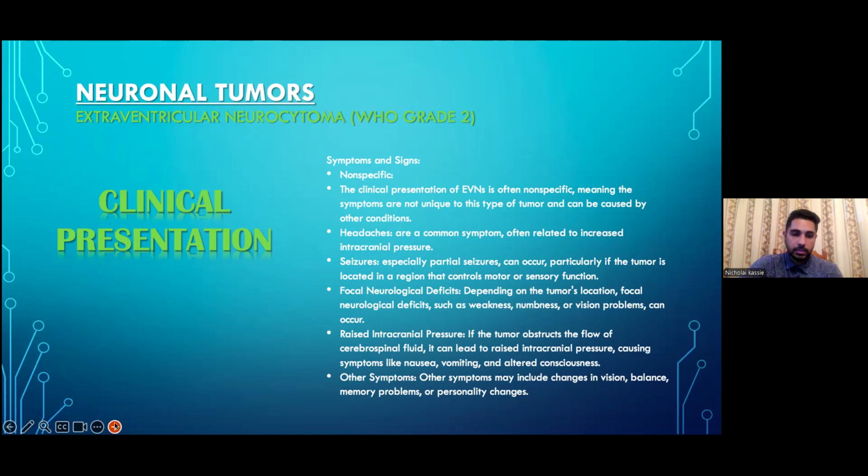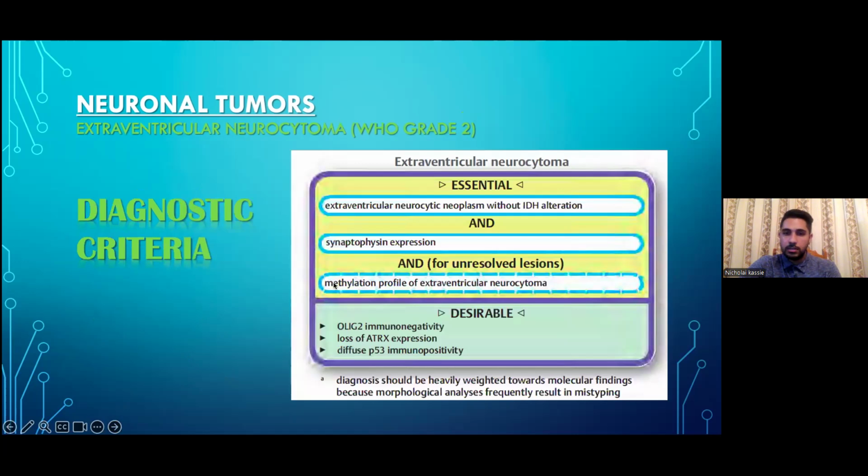memories, and personality. In terms of diagnostic criteria, what is essential here is extraventricular neurocytic neoplasm with IDH alteration and synaptophysin expression. For unresolved lesions, methylation profile of extraventricular neurocytic tumors. And what may be desirable is OLIG2 immunonegativity, loss of ATRX expression, and diffuse p53 immunopositivity. So diagnosis should be heavily weighted towards molecular findings because morphological analysis frequently results in mistyping.